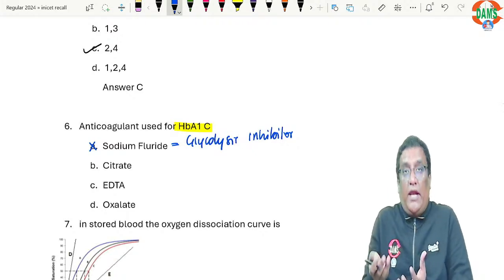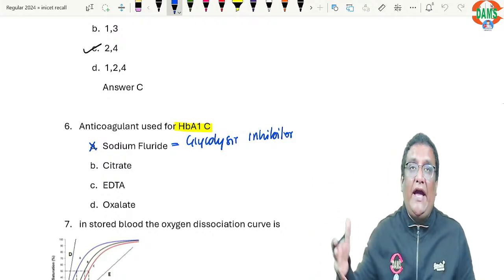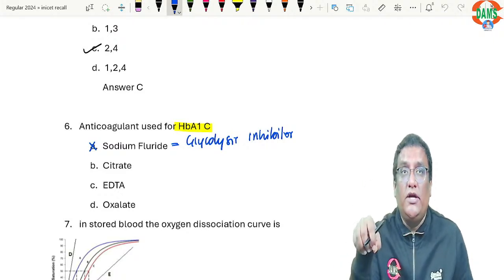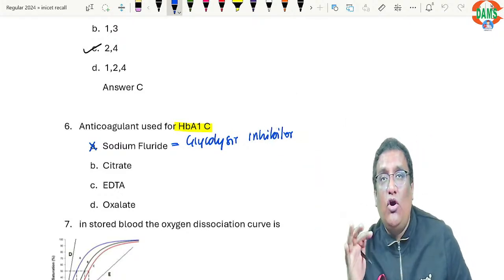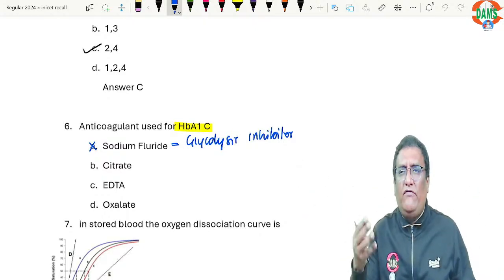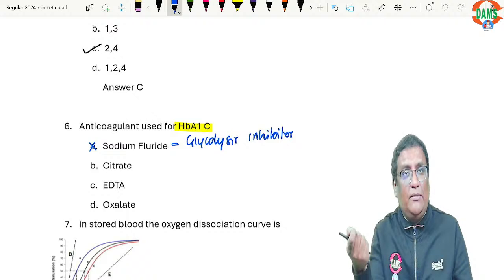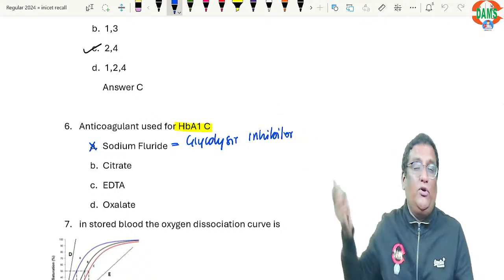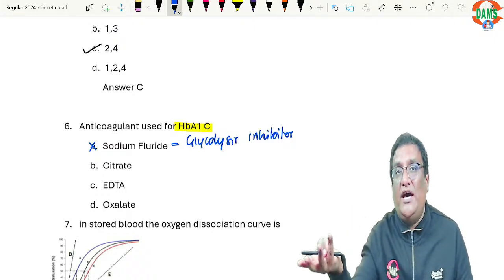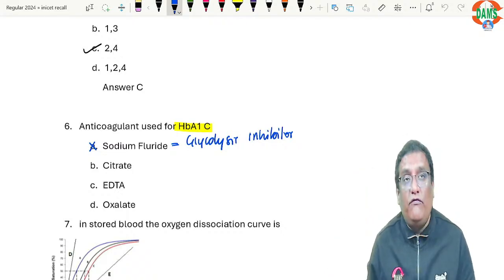So glycolysis inhibitors are required for blood sugar, not for HbA1c. See, if glycolysis continues even after collection of the blood, the blood sugar will start dropping. Blood sugar is a single measurement, the value right now, whereas HbA1c is not an instant value, it is an average for the last 3 months. Even if glycolysis continues for a few more minutes or a few hours in the RBC, your HbA1c is not going to be affected significantly. So we do not use fluoride for this.